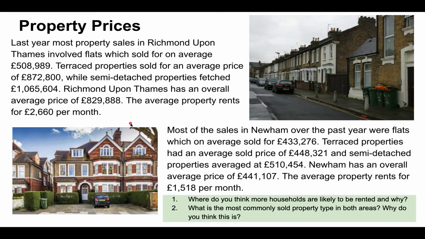Most of the sales in Newham over the past year were flats as well, which on average sold for £433,000. Now, this is still a really high price for housing compared with the whole of the UK. Okay, so I just want to be really clear about that. There's no question that £433,000 is not a lot of money. It is a huge amount of money. But compared with Richmond, Newham is cheaper. Terrace properties have an average sold price of £448,000. So these are our terrace properties again, okay? And they're selling for actually not a huge difference in price between flats and terrace properties.